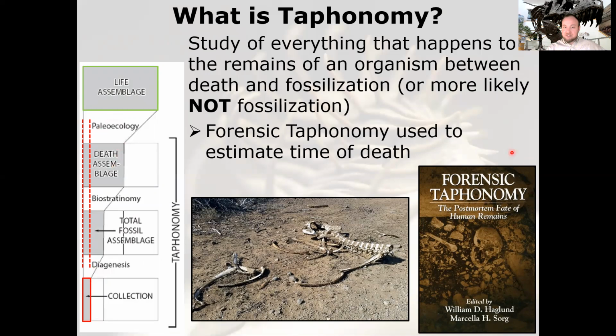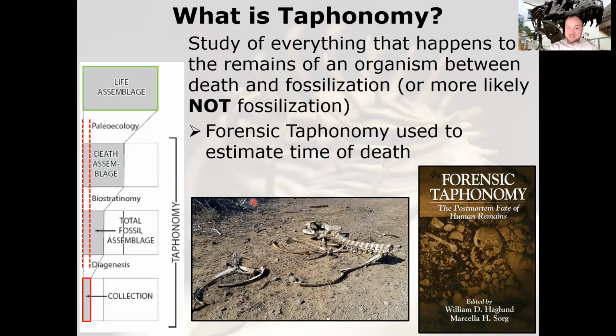We use actually forensic taphonomy in forensic science to sort of reconstruct the time of death. So if we find, in this particular book, it's the postmortem fate of human remains, what happens to a human body over time? How quickly does it move from a full, flesh suit all the way to disaggregated bones? How long does that take? We can actually use that to decide, like, okay, this is the remains of a relatively recent, or is this a cold case, or is this fossil remains, ancient remains?